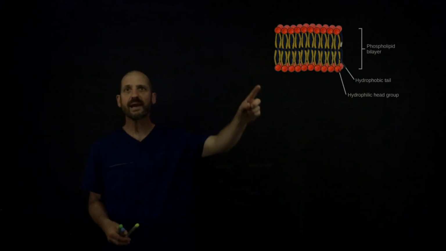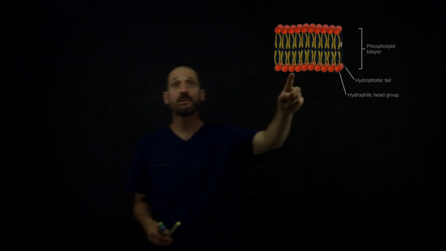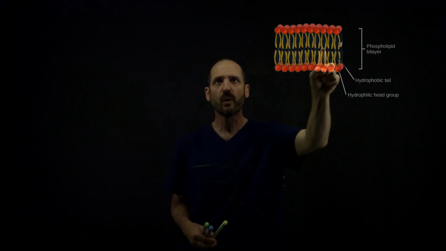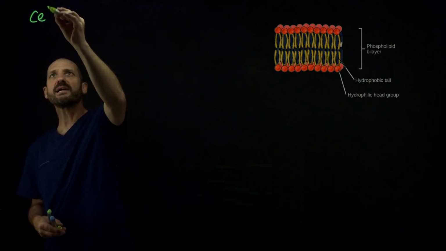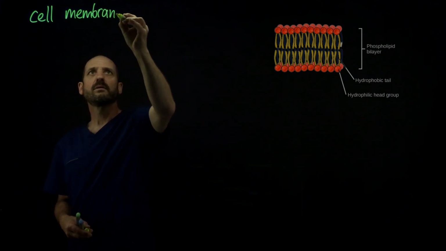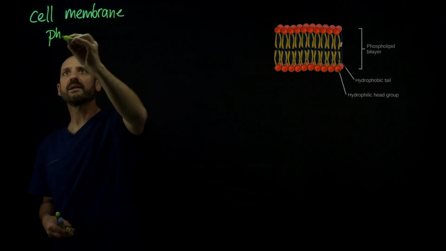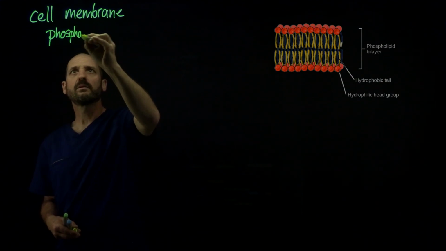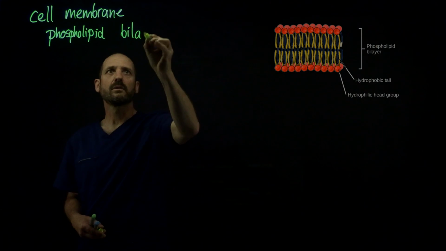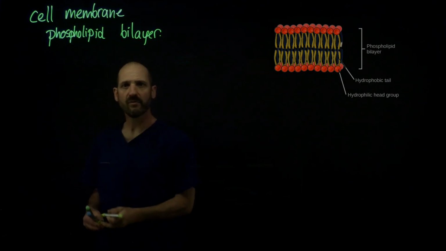The cell membrane is made of a phospholipid bilayer. Remember from chemistry class, we have a phospholipid bilayer with the polar heads on the outside and the non-polar tails pointing towards the middle. So that's what makes up the cell membrane. The cell membrane is made of a phospholipid bilayer.